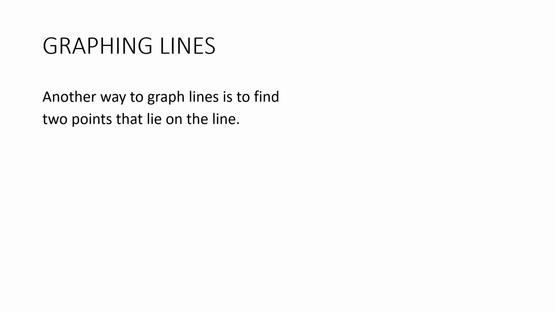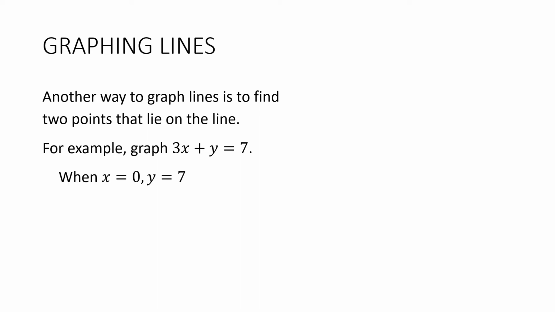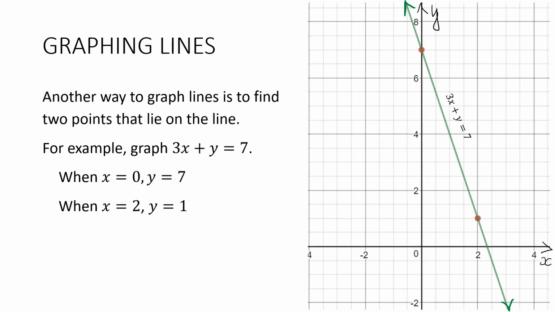Another way to graph lines is just to find any 2 points that lie on the line. So for example, we might want to graph 3x plus y is equal to 7. So when x is equal to 0, y is equal to 7. And when x is equal to 2, substituting that in, I get 6 plus 1 in this case will be 7, so y is equal to 1. We just plot the 2 points. And again, you can see how I've written the equation next to the line.